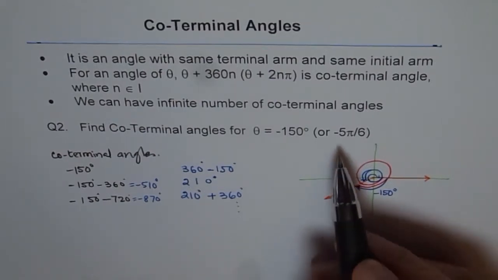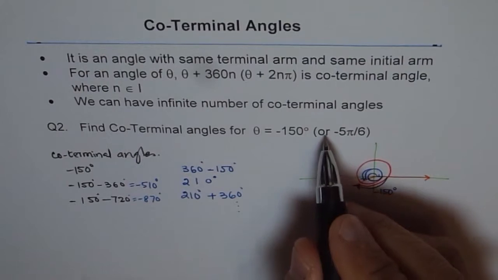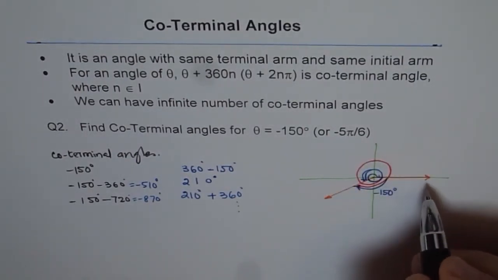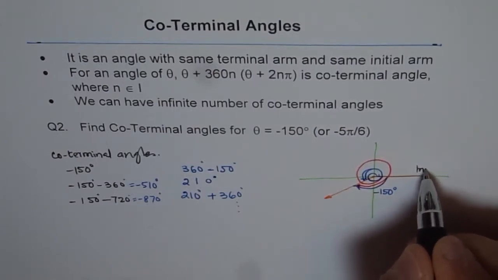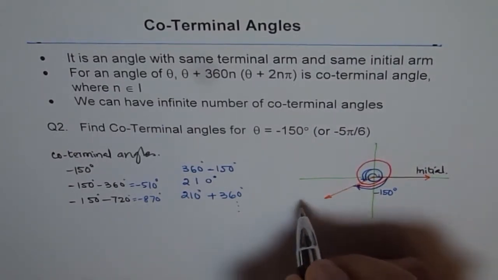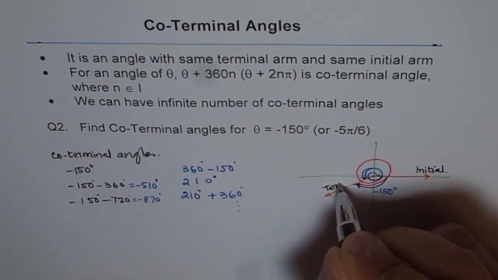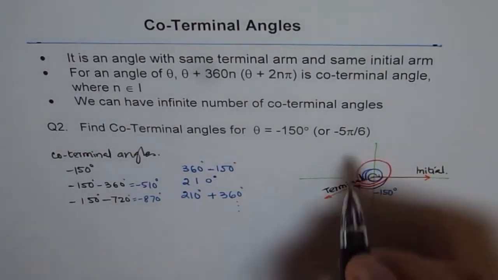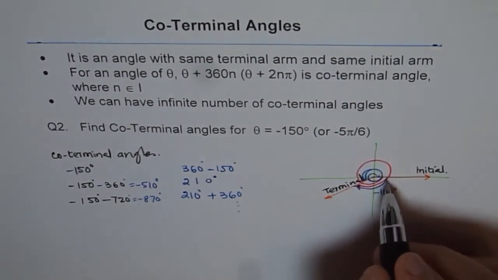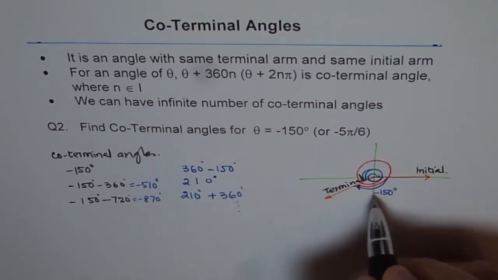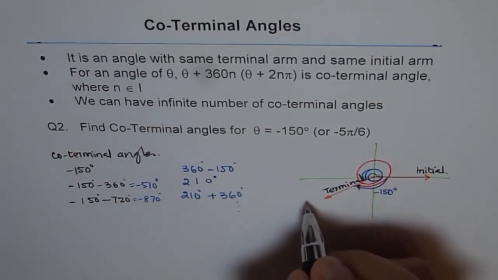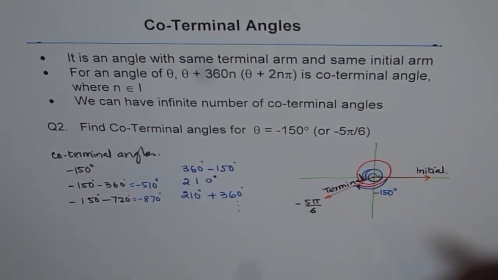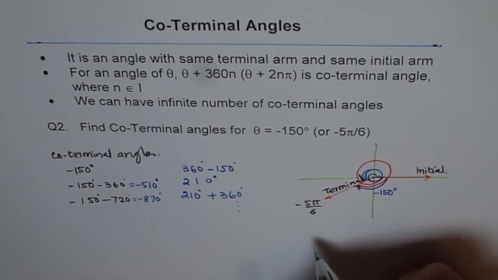The same thing we'll do for radians. When we say minus 5 pi by 6, right? So that means, let's start with there. So this is our initial arm, right? And this is terminal arm. And when we say minus 5 pi by 6, what are we trying to say? We're trying to say that from here to here, actually this pi is divided into 6 portions, and we have reached 5 pi by 6. Minus 5 pi by 6. Do you see that? We have reached this much, correct?